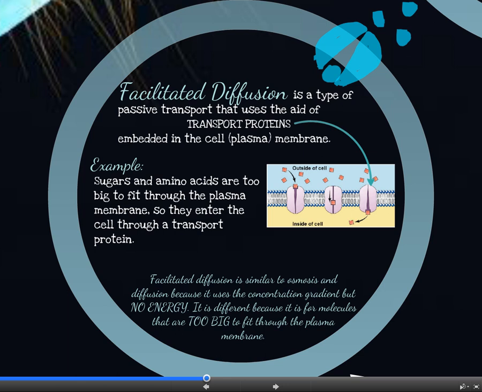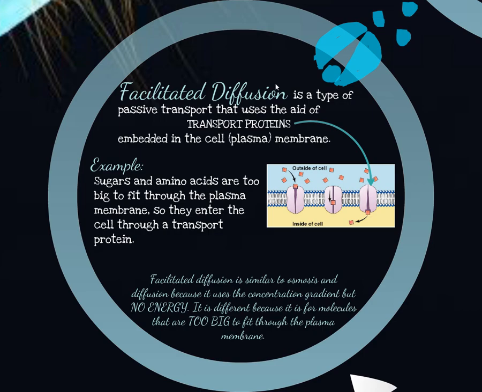Okay, in this tutorial we're going to talk quickly about what facilitated diffusion is. Facilitated diffusion is a type of diffusion. That means it's a type of passive transport that doesn't require energy. So diffusion and osmosis don't require energy. They're passive processes. They rely on the kinetic energy of the molecules themselves.